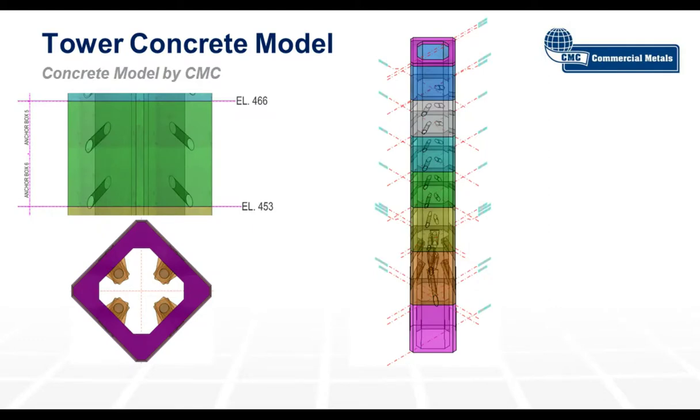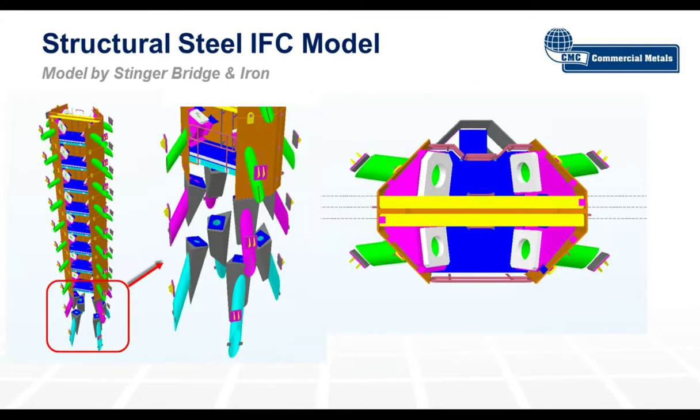So we took on and started modeling the concrete, and as you see, the different colors mean the different lifts. I've isolated one of the lifts, just to show you where anchor boxes 5 and 6 are. You'll see this also cut later in this presentation, and it's all reinforced. We were also able to obtain an IFC file from Stinger Bridge and Iron.